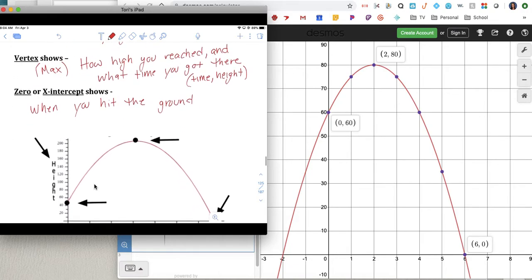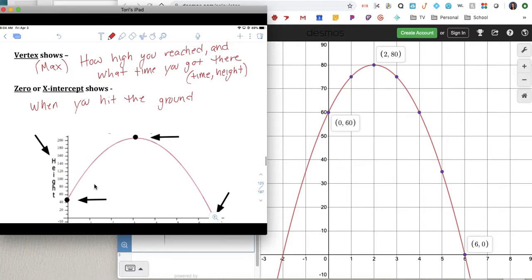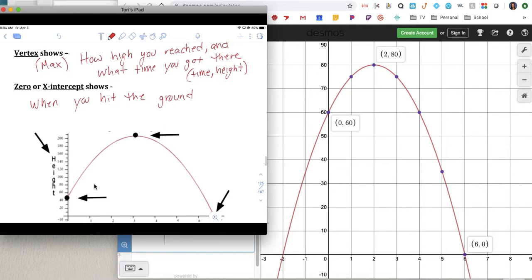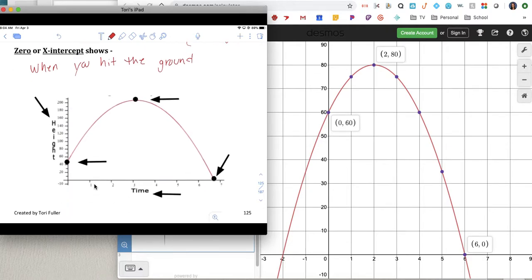Okay? Remember, you can always pause if you need more time. I'm writing in live time, so you should be able to copy with me. All right, so again, things you need to know. You need to know that we label this the height. You need to know that we label this the time. You need to know this is where you start.